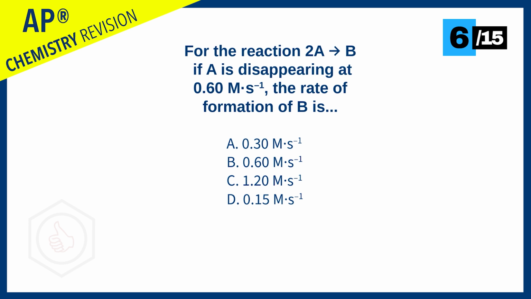The answer is 0.3 molar per second. Because the molar ratio of A to B is 2 to 1, so for every 0.6 moles of A that decrease in the reaction, 0.3 moles of B get formed. So a rate of disappearance of 0.6 molar per second of A will mean a rate of formation of B of 0.3 molar per second.